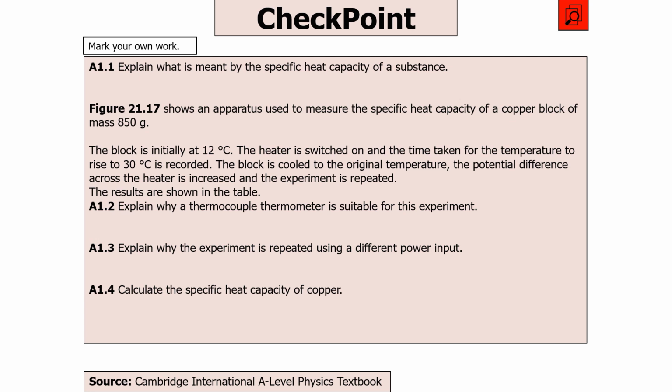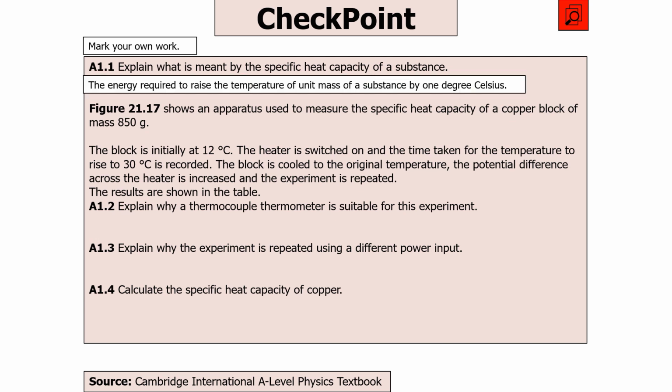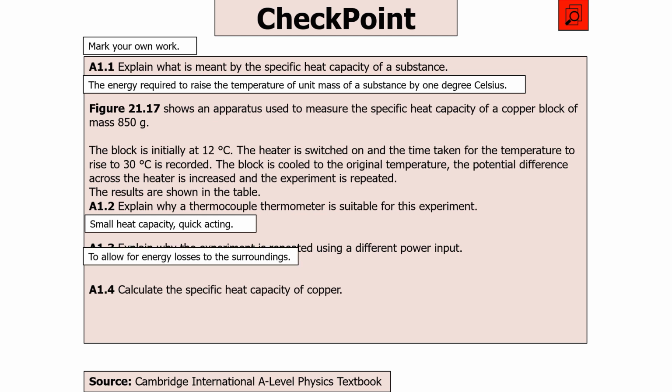Right, so the first one's a definition. It is the energy required to raise the temperature of 1 kilogram, or a unit mass, of a substance by 1 degree Celsius. Now a thermocouple thermometer is used because it has a very small heat capacity and it will quickly record the temperature. The next one, we will use different power inputs to allow for energy losses to the surroundings.